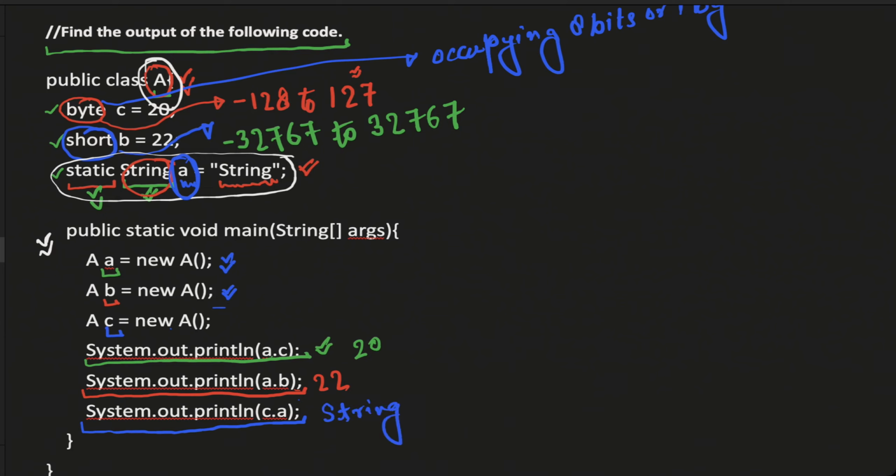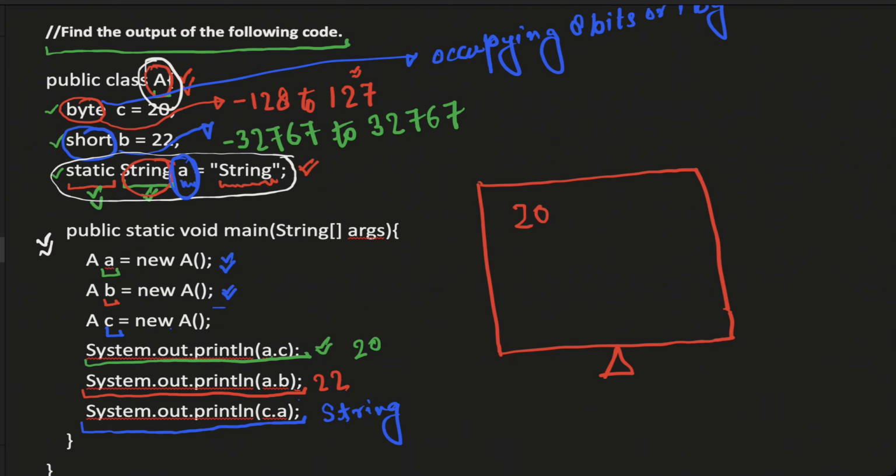So let me draw the console. First 20 will be printed on the console. Then 22 will be printed. Then the string. One thing you need to keep in mind is why it is printing on the next line: because we are using println. If there were only the print function, then it would be printed on the same line. But here the case is different because we have println in that. Okay, so that's all for this program. This is the final answer for this program.